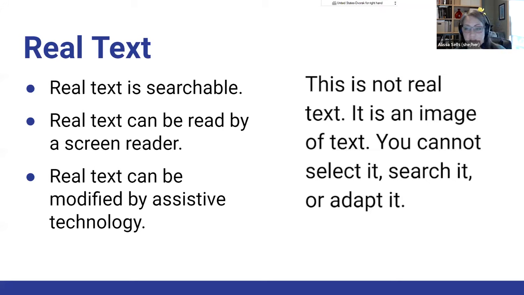And if you go back into the slides later, on this particular slide, what I've done on the left hand side of the slide is actual real text. And the right side, as you can read, it says this is not real text. It is an image of text. You cannot select it, search it, or adapt it. So if you go into the slides later and click on that, you'll see that it's actually an image and not real text. So that's an easy way to know if the text you're dealing with is real text or not. All right, I think that's it for this section.